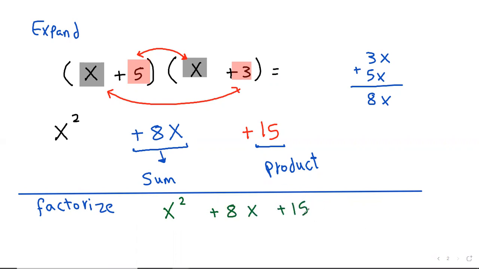Factorizing it means writing it as a product of two expressions. So x squared, we can get it from multiplying what by what? If we multiply x by x, you will get x to the power of 2. What about this 15? I'm asking you now to find two numbers whose product is 15.